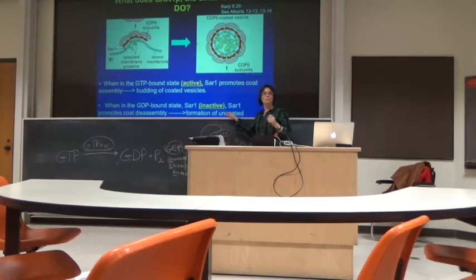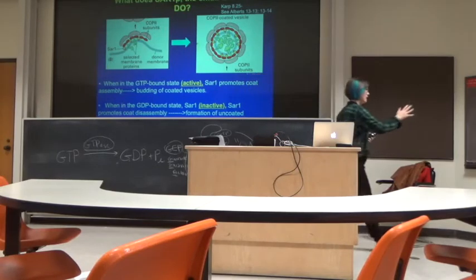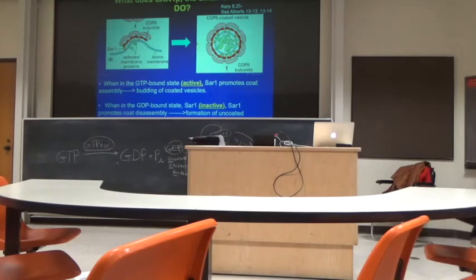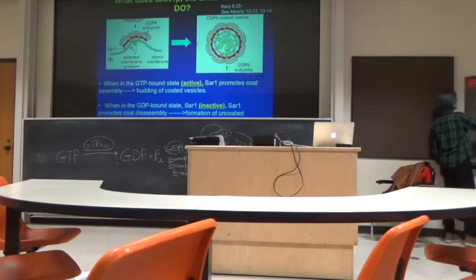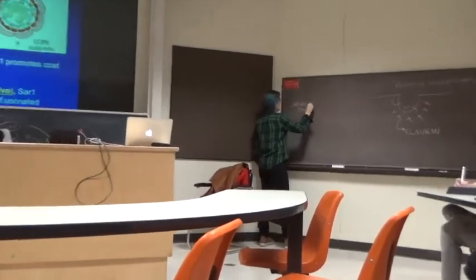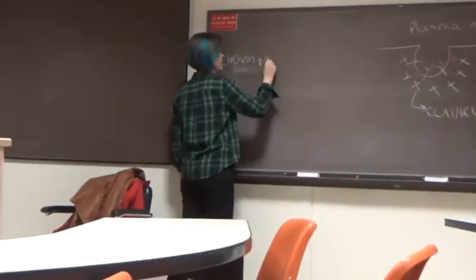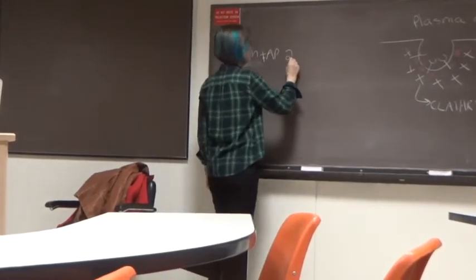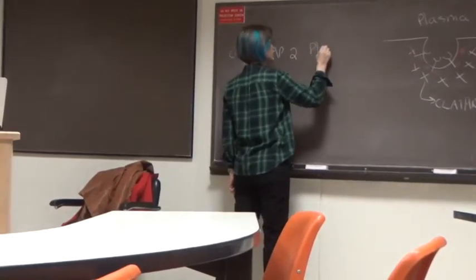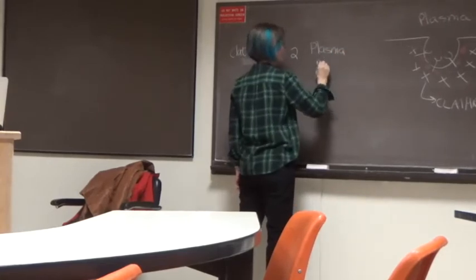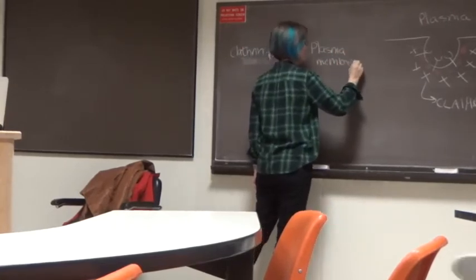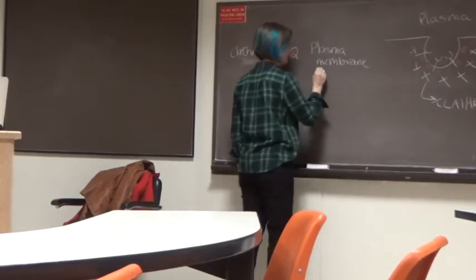And what it controls, the reaction it controls, is the assembly of coat proteins on the ER. So we have talked about clathrin coats and how they form at the plasma membrane and at the trans-Golgi network. And now, so clathrin coats. Clathrin plus AP2 is responsible for traffic from the plasma membrane to endosomes.